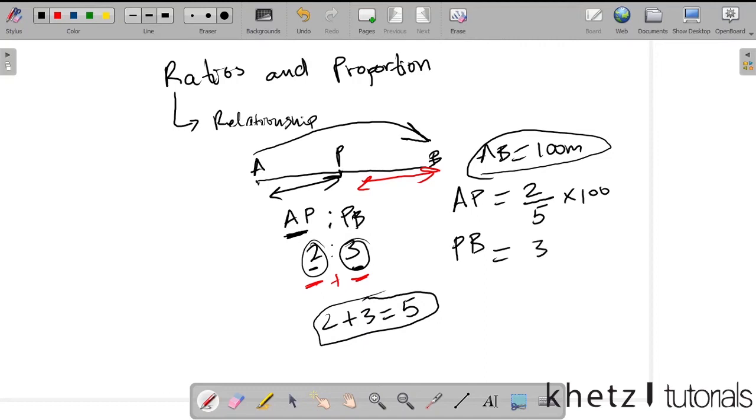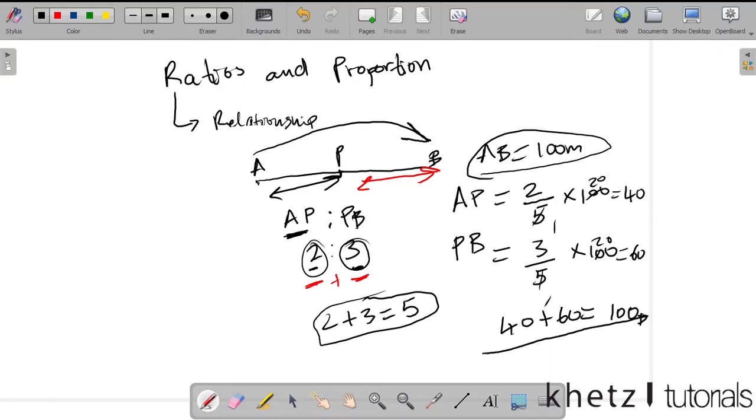It has 3, and then we divide by the total and multiply by 100. And therefore, this will give us the actual values of AP and PB. So 2 over 5 multiplied by 100, basically 1, and this goes in 20 times, and the value which you're going to get is 40, and here 3 over 5 times 100, the value which you're going to get here is 60. So now if you look, 40 plus 60 is equal to 100, which confirms that indeed AP is 40 and PB is 60.